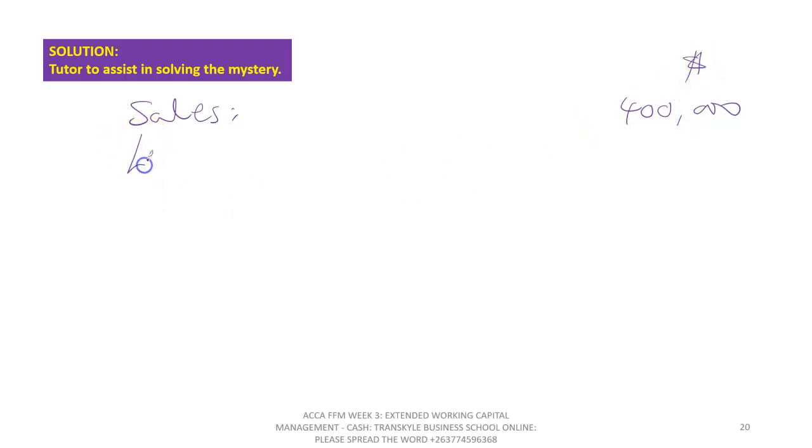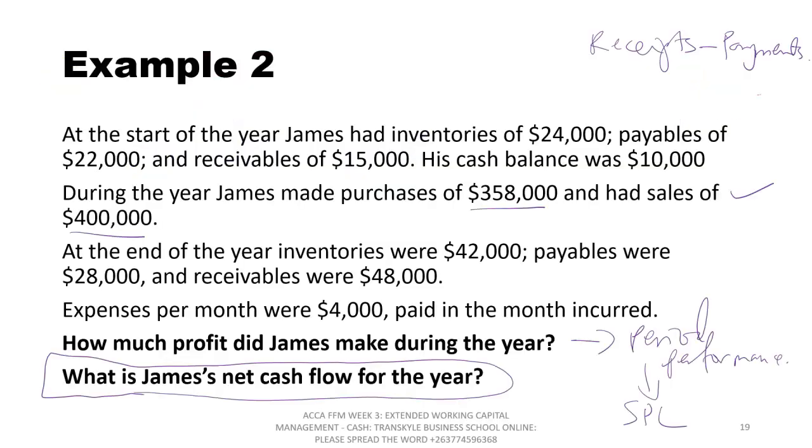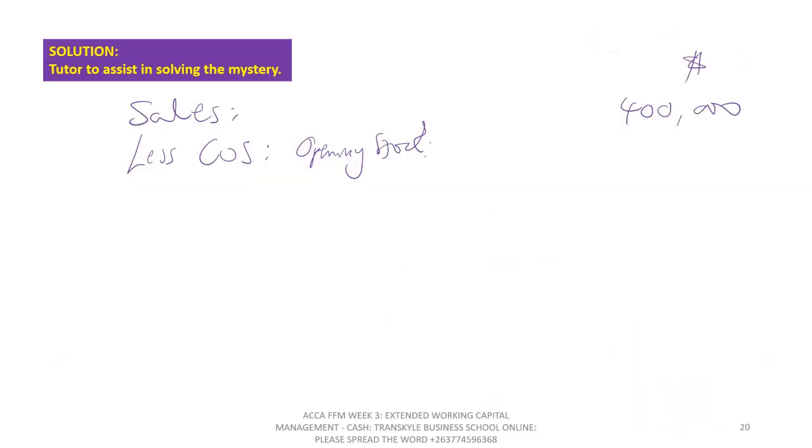$400,000, okay, less cost of sales. We start with the opening stock. The opening stock from the question at the start of the year, they were having this amount, right? That was inventories. So that's the opening stock, 24,000.